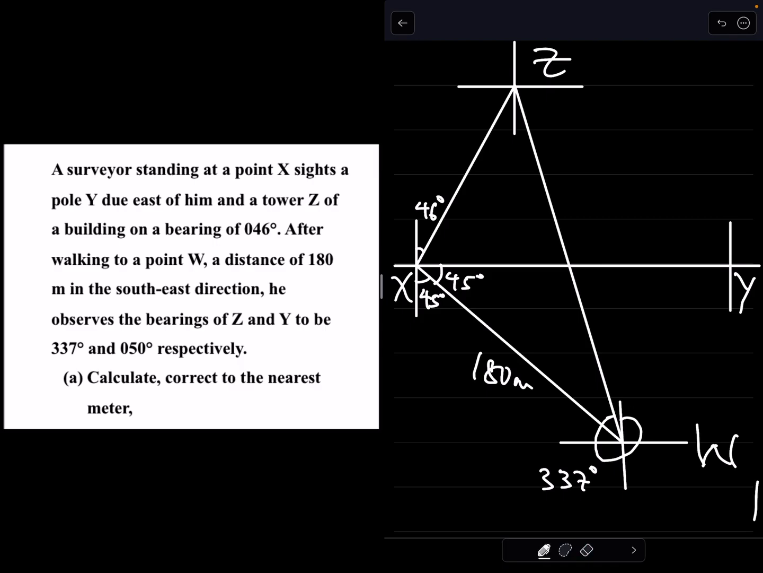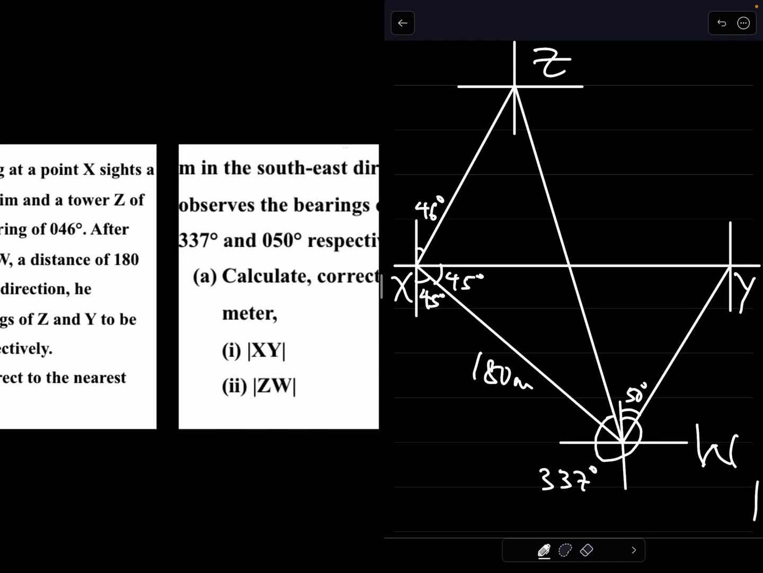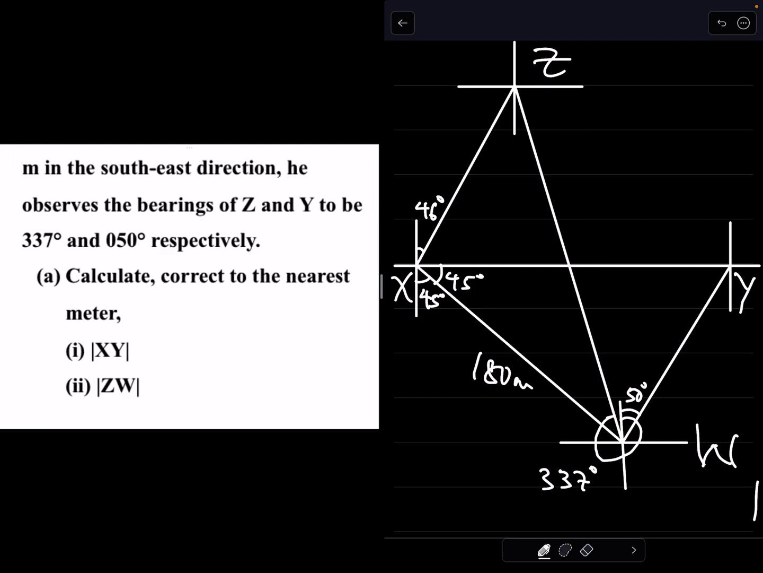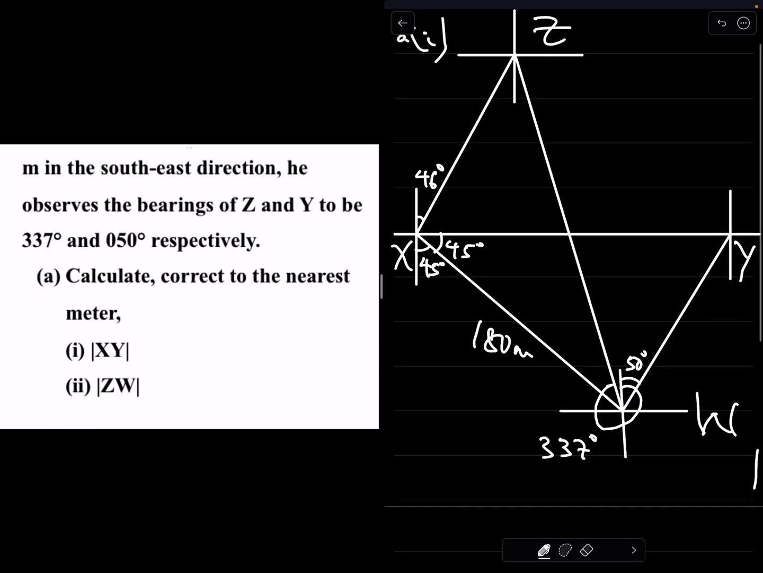Let me show that this way. That's the bearing of Y from W, and it's 50 degrees. Now the question A says calculate, correct to the nearest meter, Roman figure 1, length XY, and Roman figure 2, length ZW. So I'm doing Roman figure 1 first. How do you find length XY?